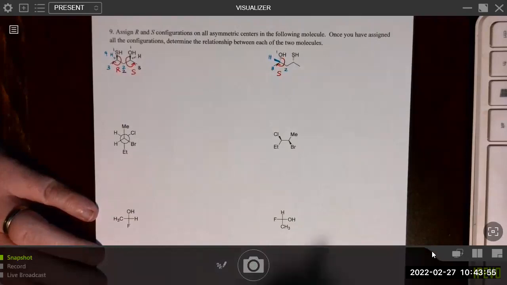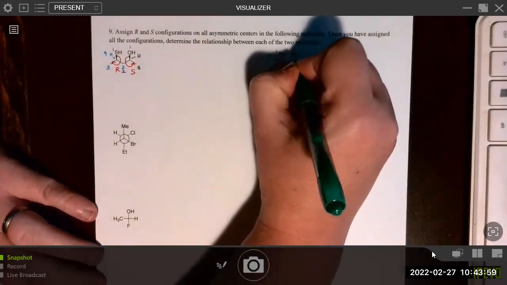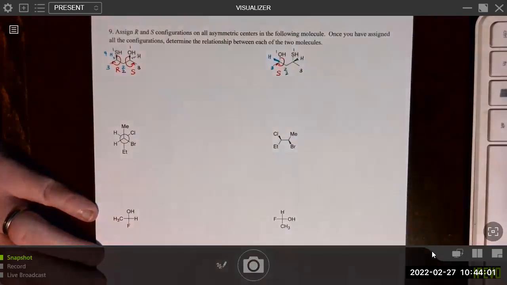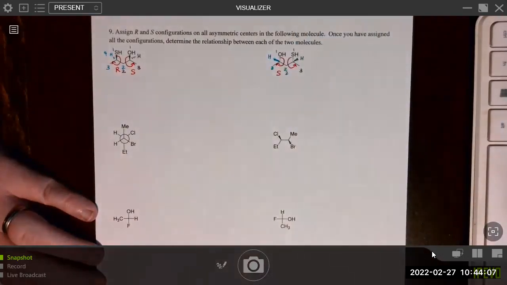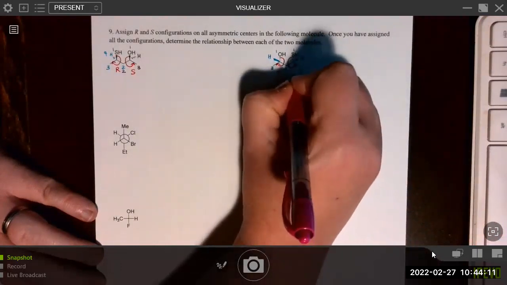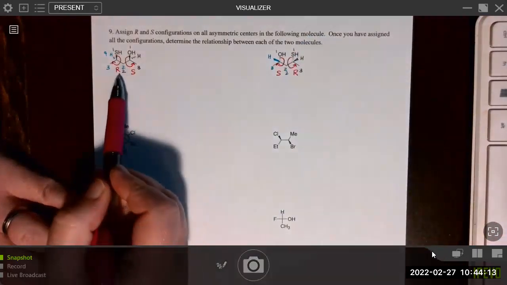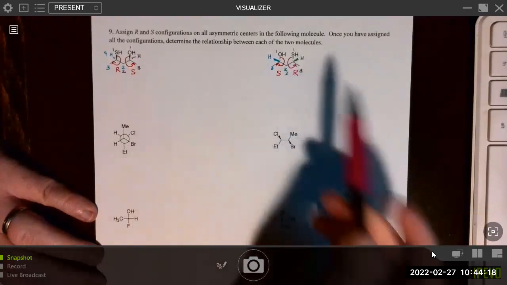So the next one, we have sulfur, same priorities, but now the hydrogen is coming out at us again. So again, I can do 1 to 2 to 3, which is counterclockwise. Normally I would write S, but the hydrogen is coming out at me, so I'm going to write R. So with exactly opposite configurations at each carbon, R and S became S and R.